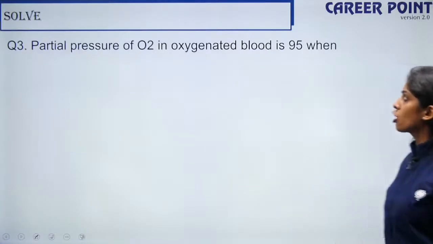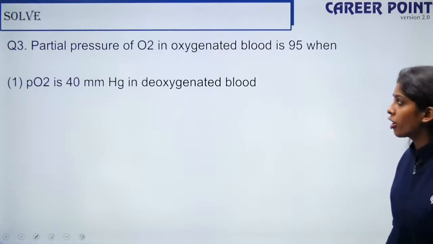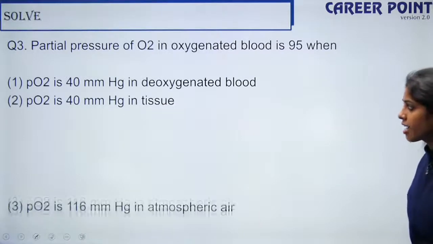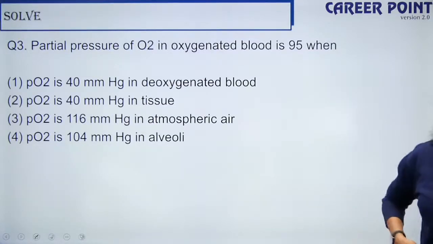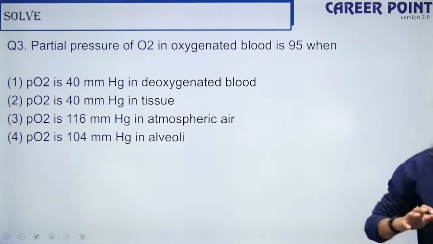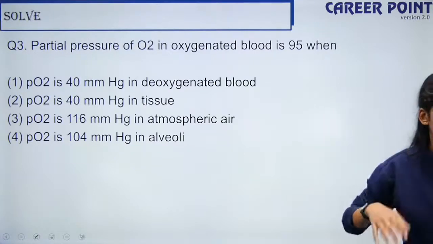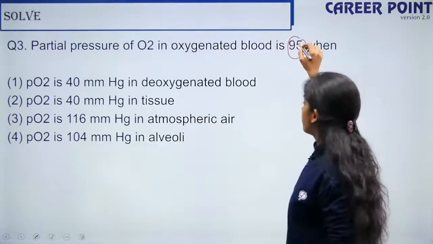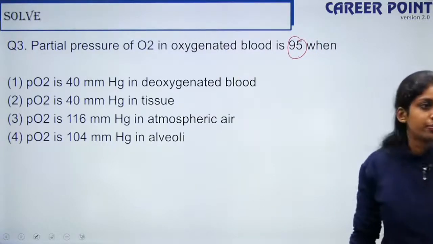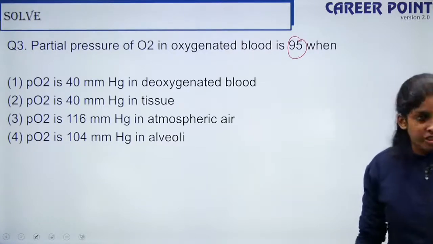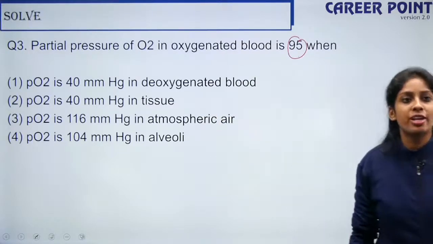Partial pressure of oxygen in the oxygenated blood is 95 when the partial pressure of oxygen is 40 mmHg in the deoxygenated blood. I have various options, so you can go through them and give me the answer. I am giving you the value of the partial pressure of oxygen in the oxygenated blood, which is 95. At what condition? Partial pressure of oxygen is 40 mmHg in deoxygenated blood, or in tissues.